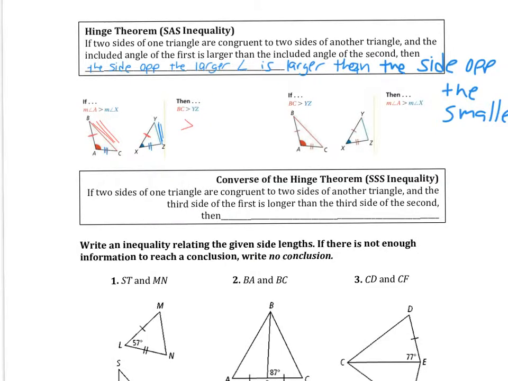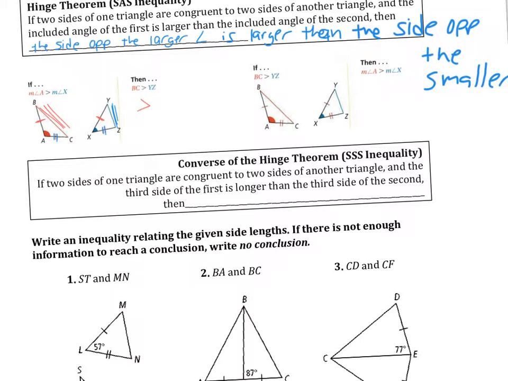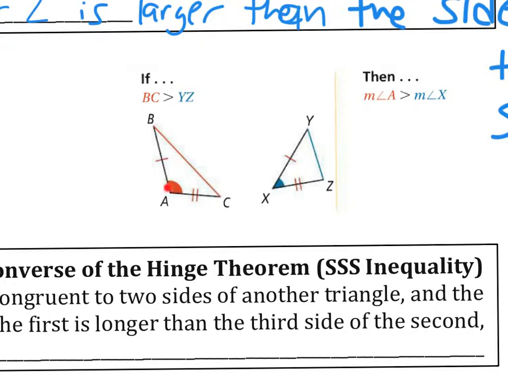Now let's continue our journey here. And now the converse is exactly true. The converse simply says that if two sides of one triangle are congruent to two sides of another, and the third side of the first is longer than the third side of the second, then what do you know about the angles here? That angle has to be bigger than this angle. That's all we're saying. So the converse goes from a side being longer to an angle being bigger. This side is longer than that, so this angle is larger than that.